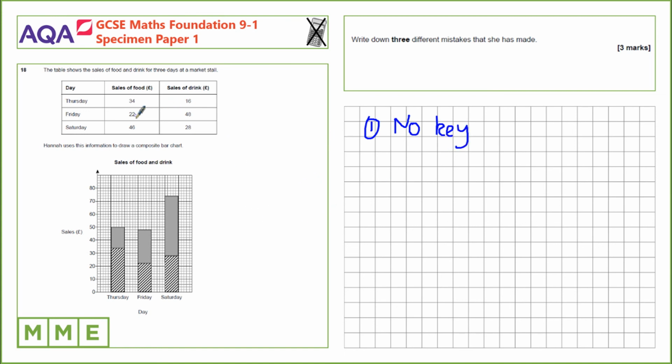The second one, if we have a look at the data here, we notice that the sales of food and drink on Friday should add up to 70. However, top bar here only goes up to what looks like 48. So this should be all the way up here. So Friday is plotted incorrectly.